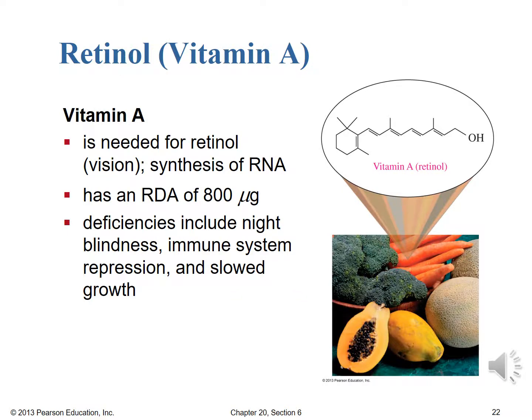Okay, so retinol, or vitamin A, is used in vision. It's also involved in synthesis of RNAs. It has a recommended daily allowance of 800 micrograms, and deficiencies here could include symptoms like night blindness, immune system repression, and slowed growth. And so vitamin A can be synthesized from beta-carotene. So we see a lot of beta-carotene sources there.